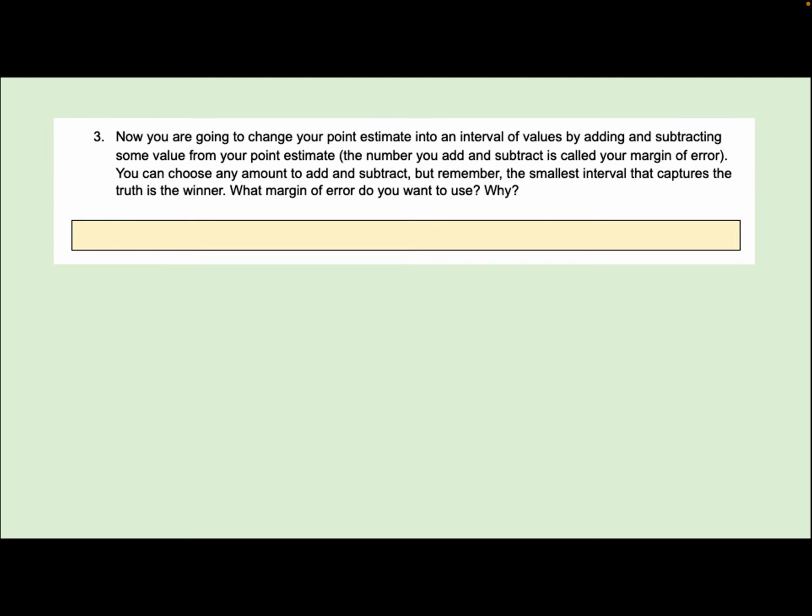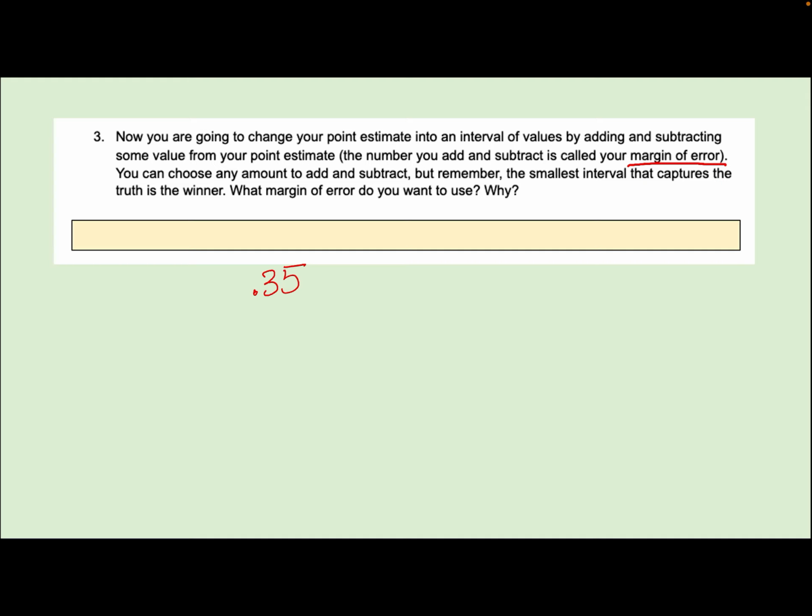Question 3, you are going to change your point estimate into an interval of values by adding and subtracting some value from your point estimate. The number you add and subtract is called your margin of error. You can choose any amount to add or subtract, but remember, the smallest interval that captures the truth is the winner. So we have our 0.35, right? That's our sample statistic.